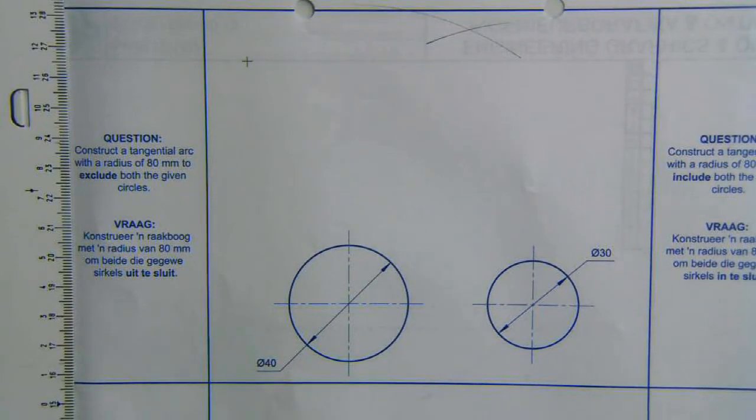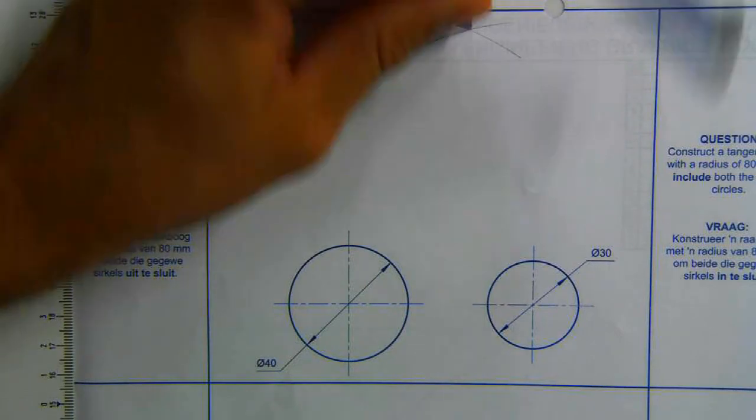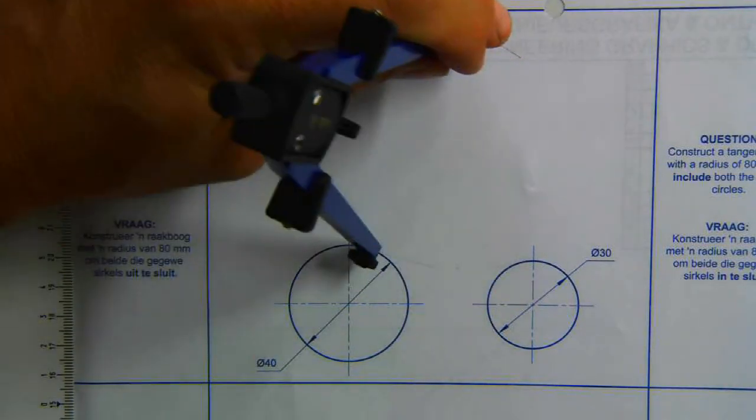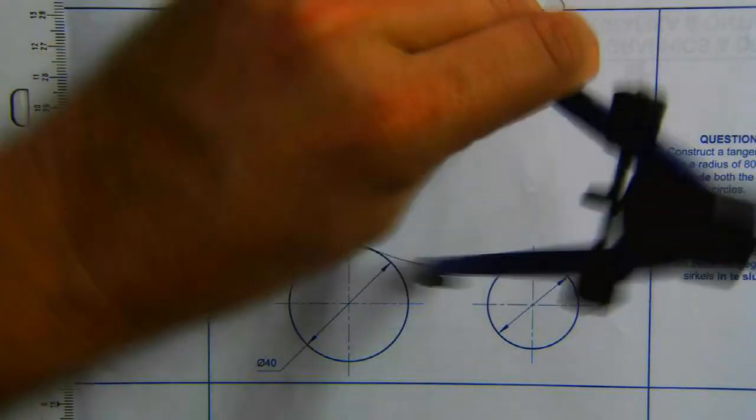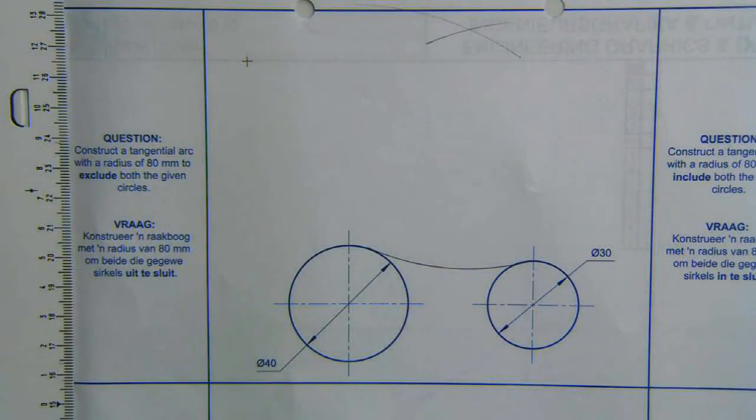So nou kan ek gaan en ek kan my passer skuif na die radius van die raakboog. Okay, that's 80 millimeters. So I'm going to take 80 millimeters and I'm going to place it on that intersection. I'm just going to test it. Okay, that's perfect. It touches both circles. Okay, and that combines them and they are on the outside of the arc. Okay, dan die volgende ene langs aan hom.